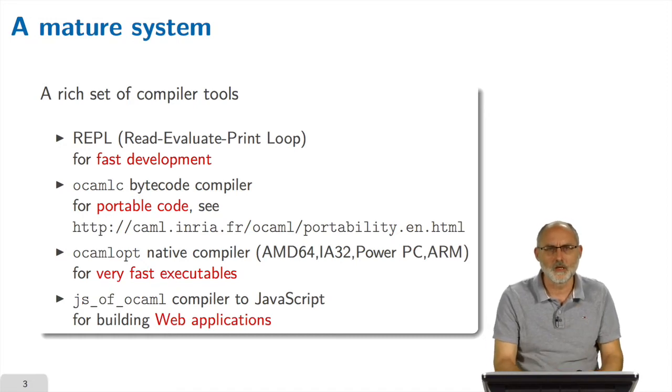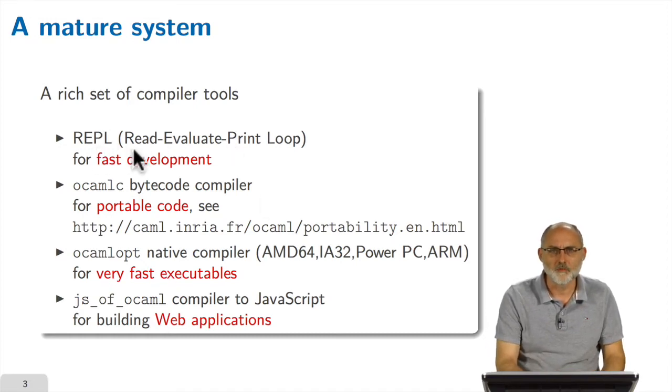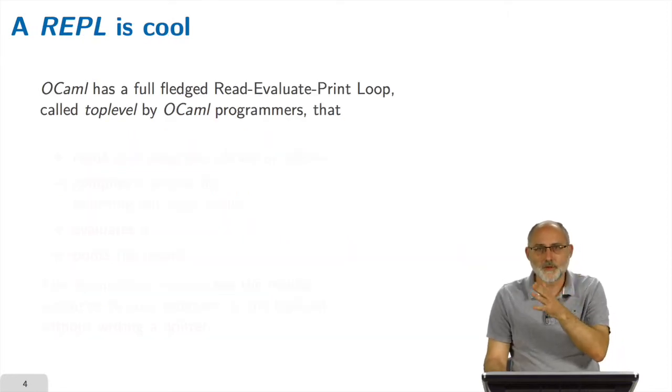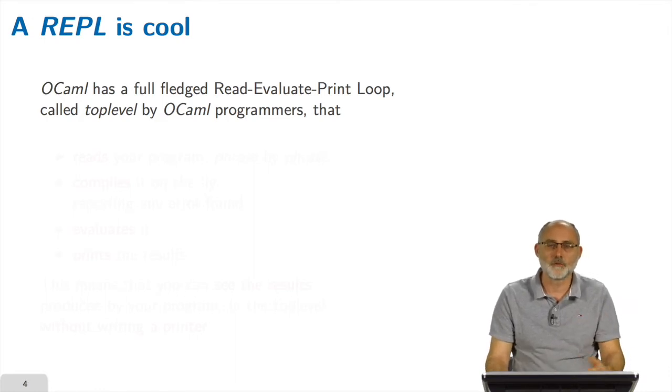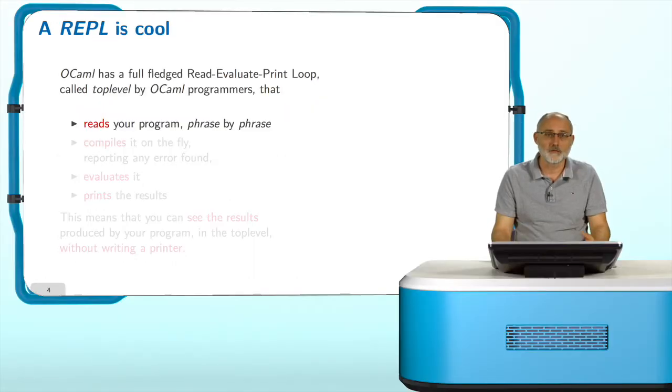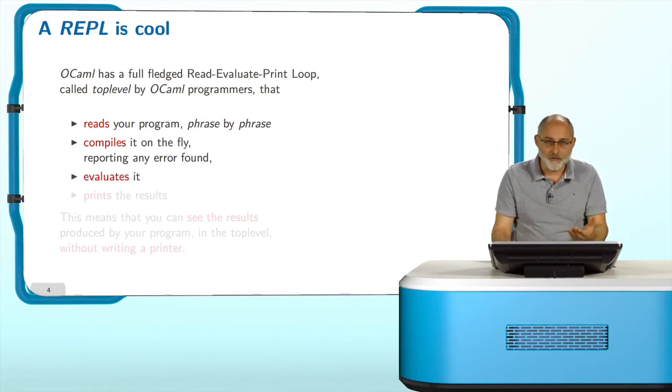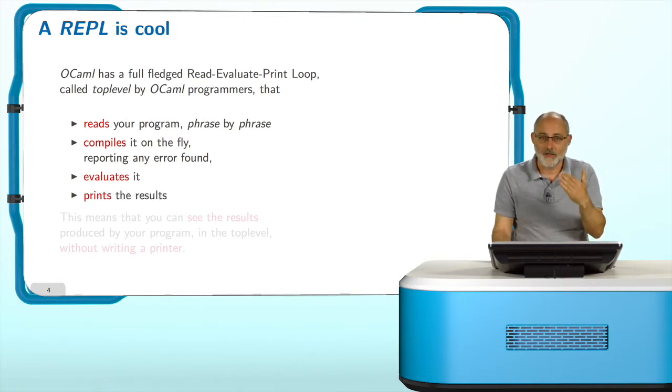But let's focus for a bit on what this really means. What is a REPL? What is a Read-Evaluate-Print Loop? Well, in OCaml, we have this Read-Evaluate-Print Loop, which is generally called the toplevel by OCaml programmers. What it really does is to read your program phrase by phrase. When you type them, then you hit return. It is read by this system. As soon as a phrase is complete, this phrase is compiled, not interpreted, really compiled on the fly, and any error found is reported. Typically, type errors are reported right away. Then the compiled code is evaluated, and the result obtained and printed for us, just in front of us.